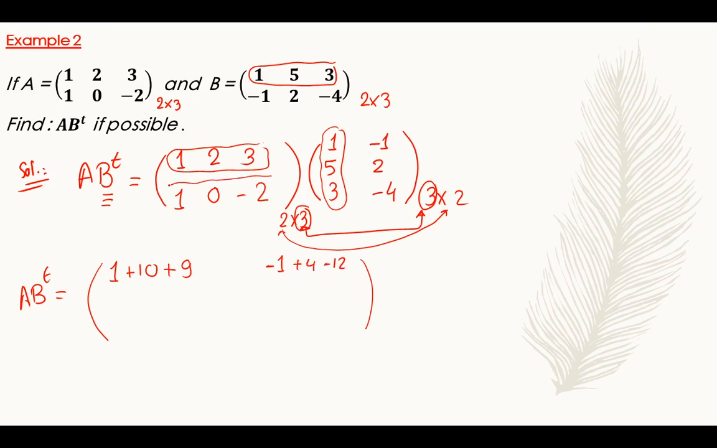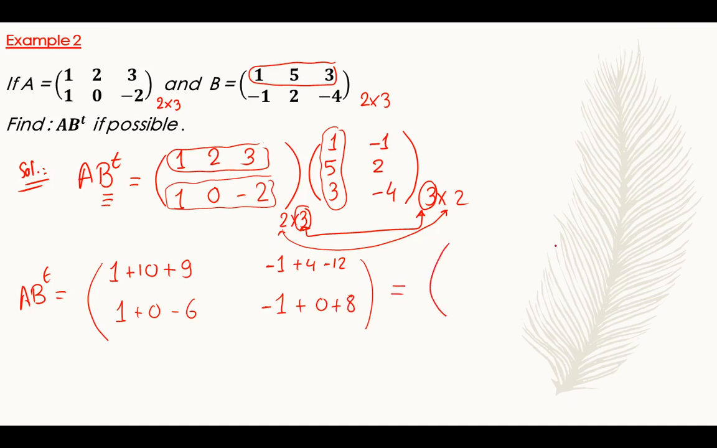Multiply the second row by the first column. 1 times 1 equals 1. 0 times 5 equals 0. Negative 2 times 3 equals negative 6. Multiply the second row by the second column. 1 times negative 1 is negative 1. 0 times 2 equals 0. Negative 2 times negative 4 equals 8.